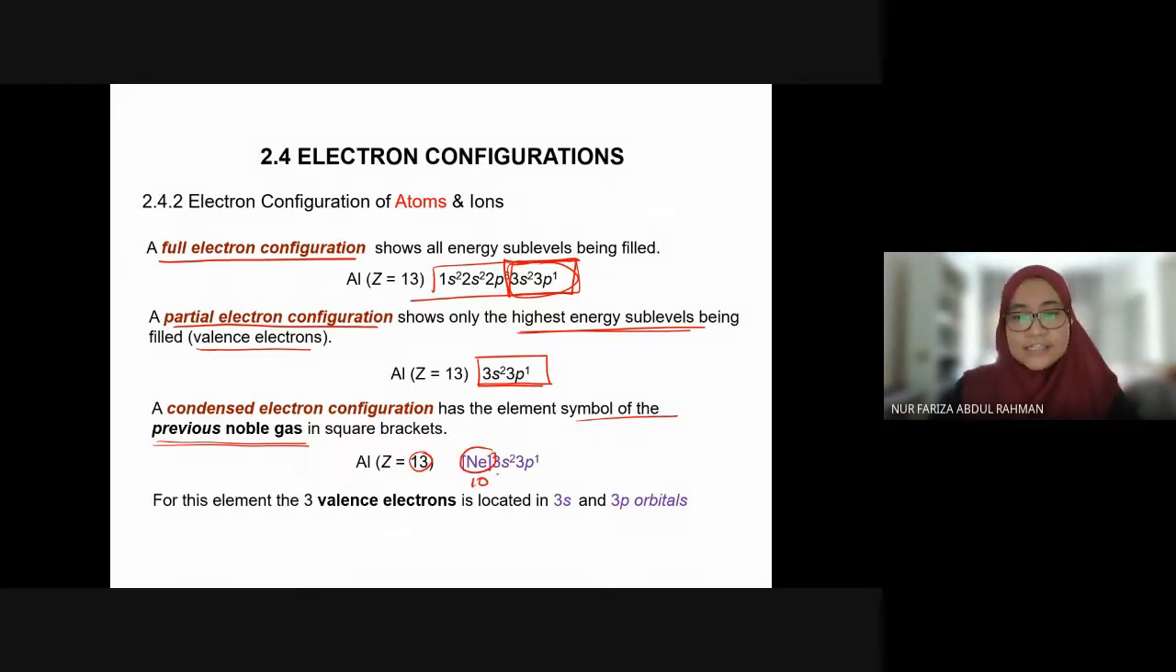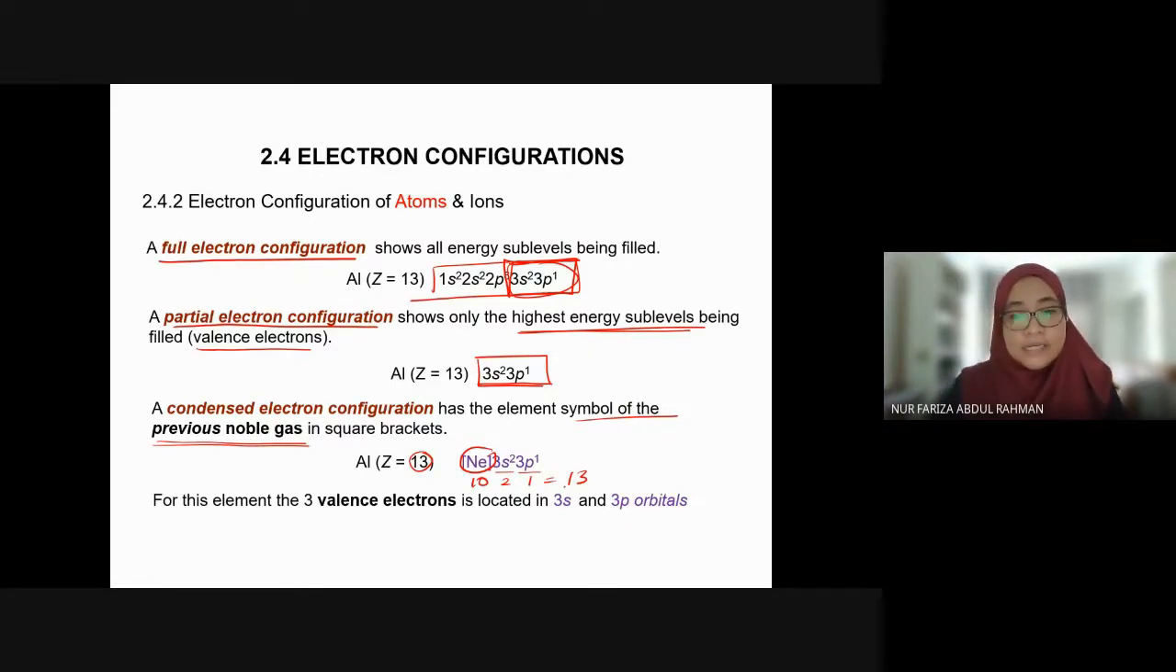Next we have 3s2, 3p1. So this is 2, this is 1. So total berapa? 13 electrons. See? So this is also another representation of electron configuration. Again, it depends on the question. The question may ask you to write the condensed electron configuration for calcium, for example. So you kena tahu all of these three, how to write the electron configuration for these three.